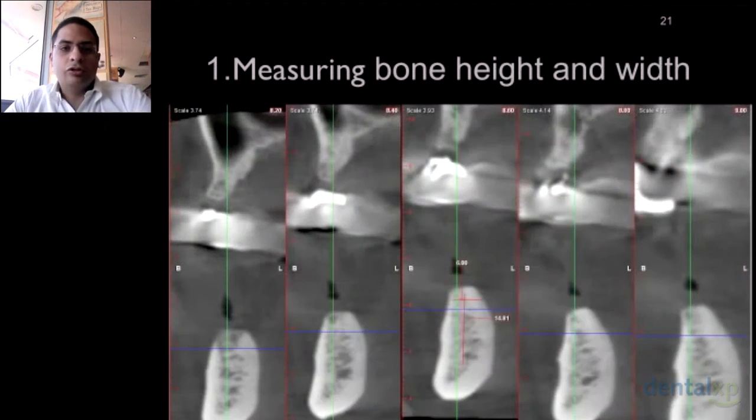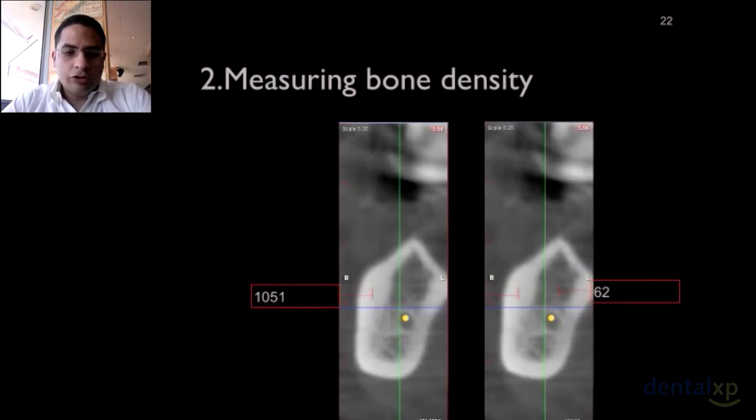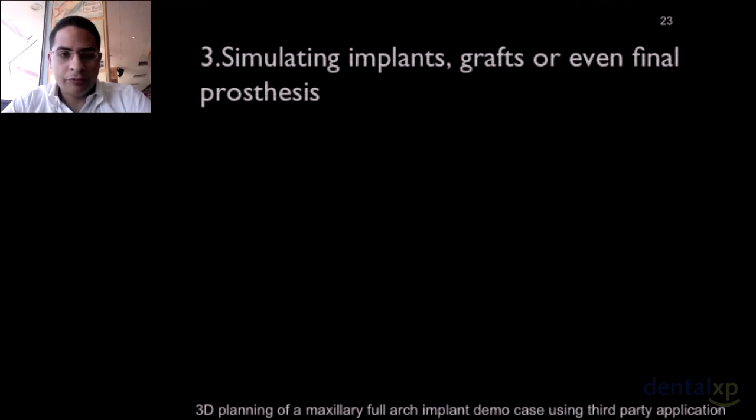Starting with application number 1, we see measuring the bone height and width. Through the cross sections, we can measure the bone height and width and determine which kind of implants we're going to put in this place. Also, it can give us an idea about the bone density. Like here, if we see this part of cortical bone, it gives us a reading of 1051 compared to this cortical or trabecular bone here, which gives us around 62. It's not 100%, but it can give you an idea where is the hard bone and where is the soft bone when you start drilling.